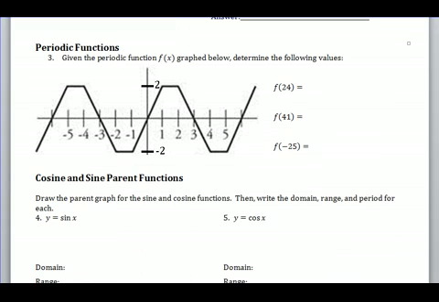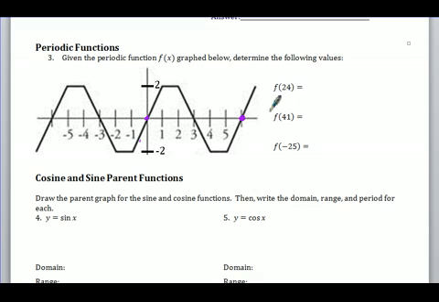Next section is on periodic functions. Now notice we have this periodic function here. It's a repeating pattern, and what's important about periodic functions is to determine what the period is. In this case, it looks like I have a pattern that begins at 0 and finishes at 6. What this question is asking me is, what is the function value at 24? When x is 24, what is the y value or the function value?